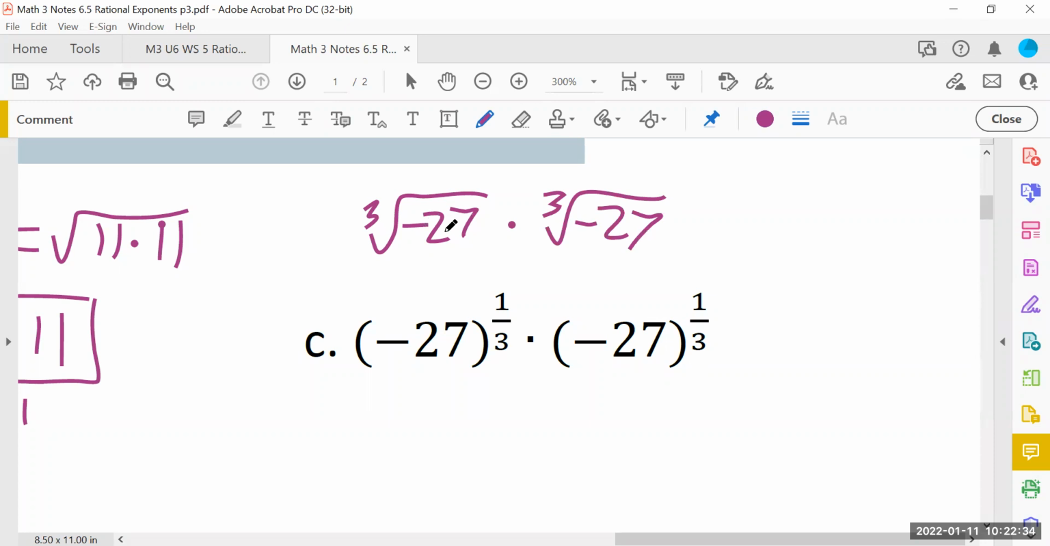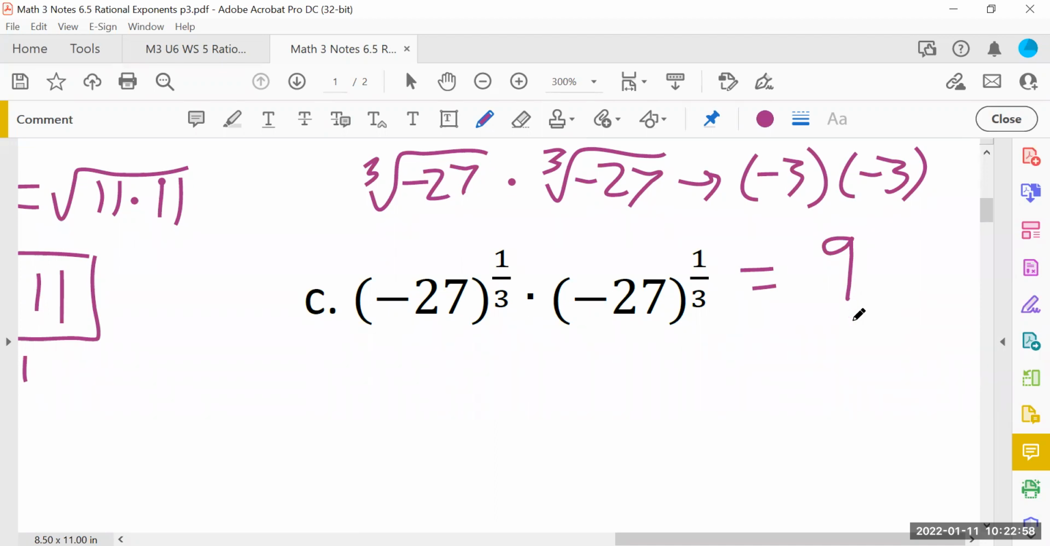27 is 3 times 3 times 3. 3 3s. That comes out. Negative comes out, because again, a negative cube root is just a negative answer. This is -3 times -3, which, yes, I heard an answer over there, +9, right? -3 times -3 is +9.